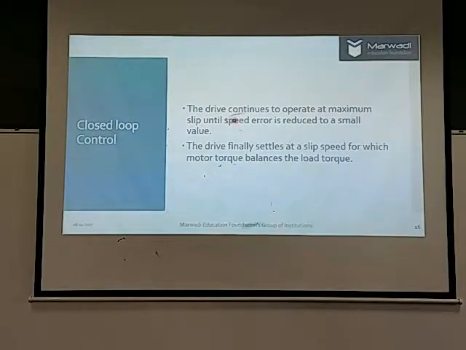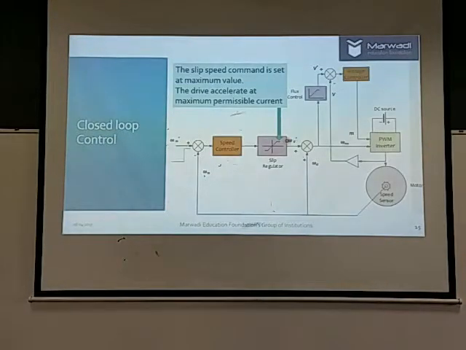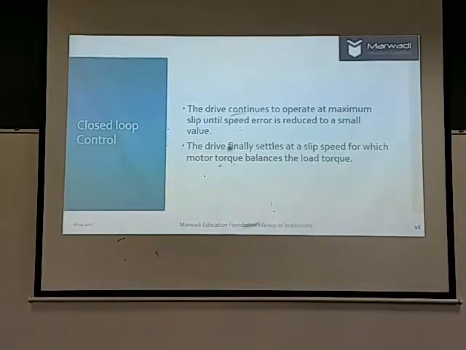Now the drive continues to operate at maximum slip until the speed error is reduced to a small value. That means when the actual speed comes near to the commanded value, then the slip value will be confined in between, that is, the linear portion. So the drive finally settles at the slip for which the motor torque balances the load torque.